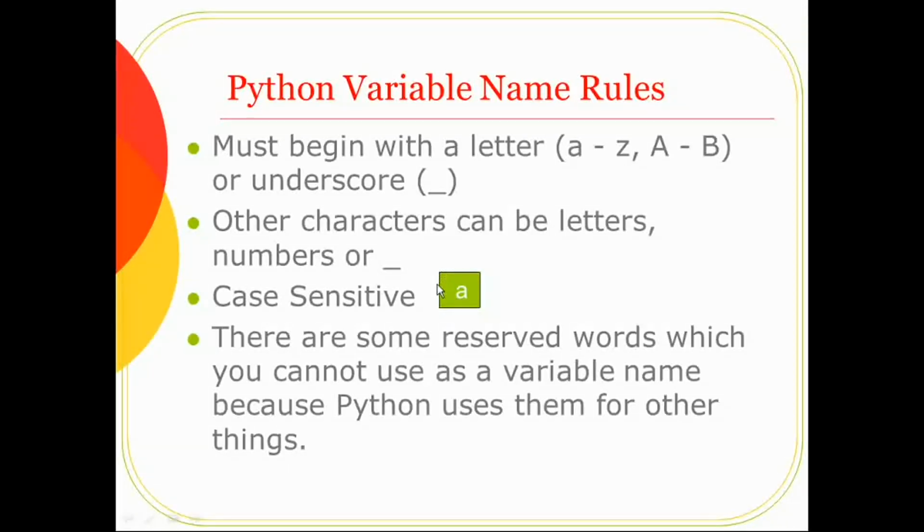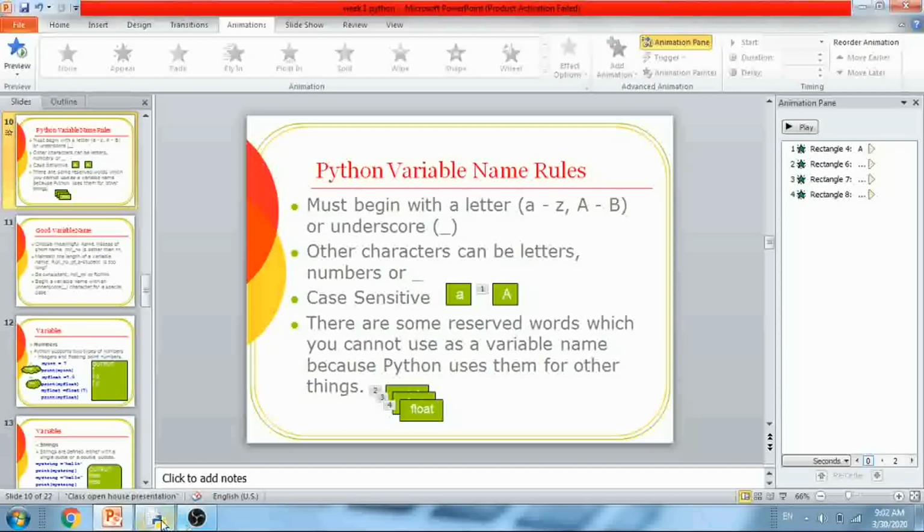Variables are case sensitive. For example, this is a variable name a, written with a small letter a. Now, this is a variable with a big letter. So this and this are different. There are some reserved words that cannot be used for variables. What kind of reserved words do we know? For example, print. Print is a function. You cannot give a variable the name print. Or int or float. These are reserved words.